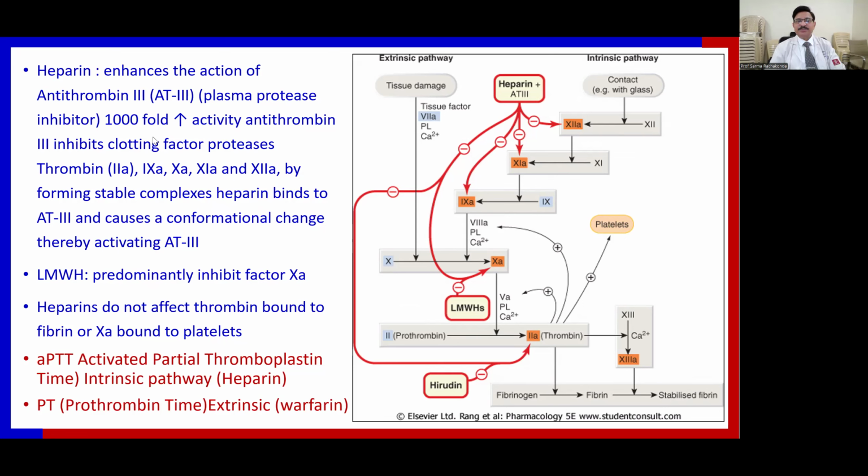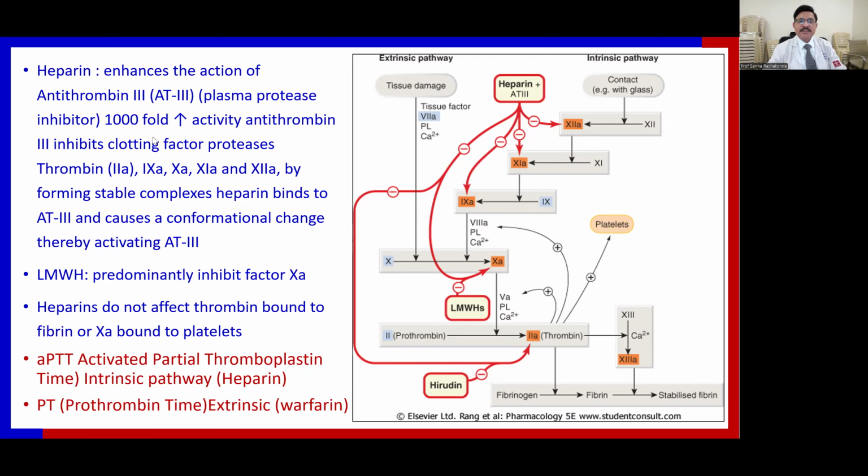Now, heparins do not affect thrombin bound to fibrin or 10A bound to the platelets. That is a catch. If some thrombin is already bound to fibrin, heparin is not going to do anything. Or any factor 10A bound to the platelets, it's not going to do anything. APTT, activated partial thromboplastin time, tests the intrinsic pathway. It means it's the monitoring test for heparin. Understood?